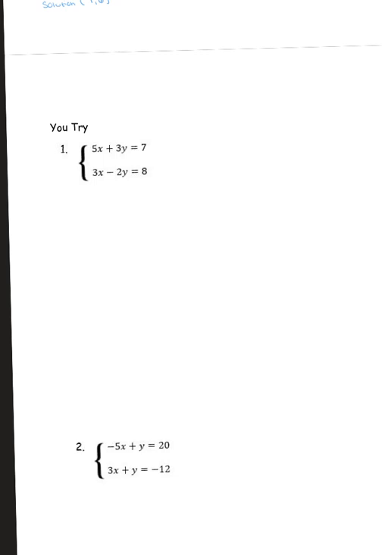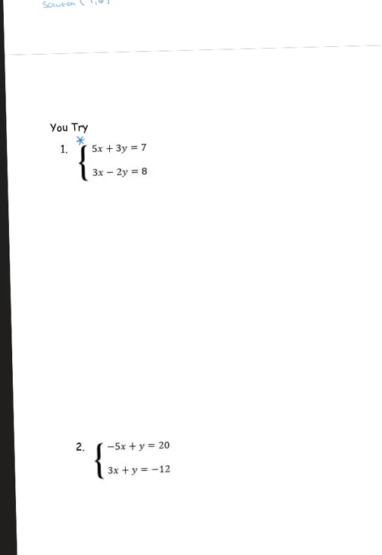So looking here, I don't have any variables that are the same or the opposite. If we look back at our last two examples, we had a positive x and a negative x, a positive 3 and a negative 3. Here I don't have that. I have a 5x and a 3x. I have a 3y and a negative 2y. So this will be an example of one of our special cases where we would have to use multiplication.